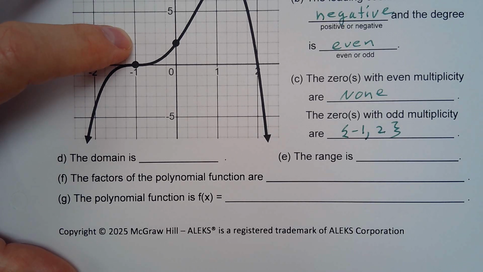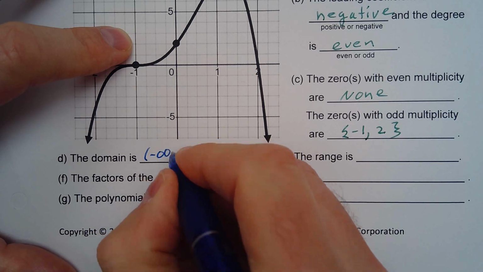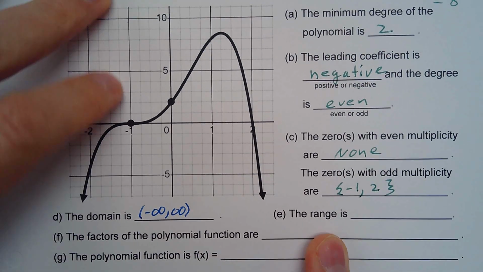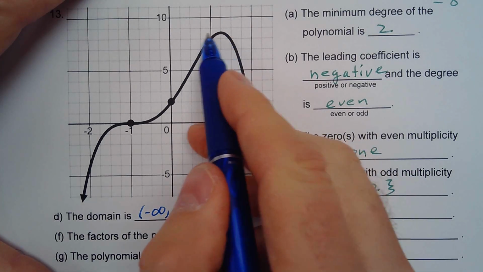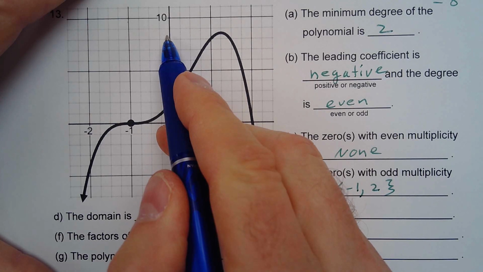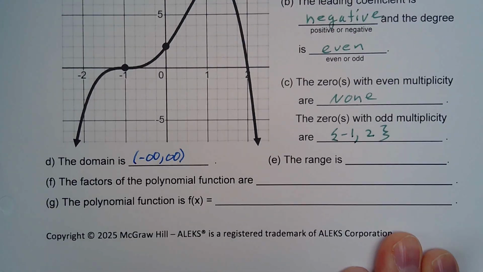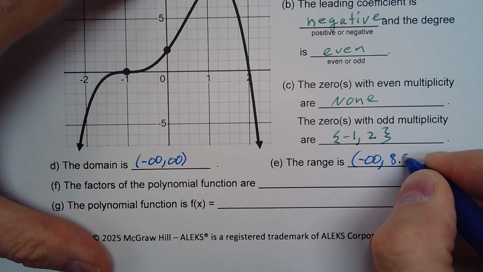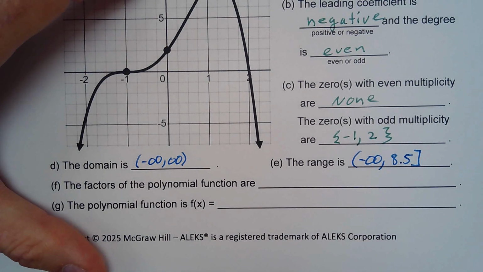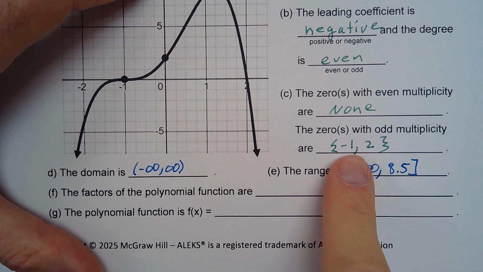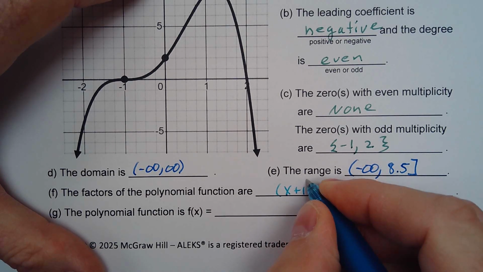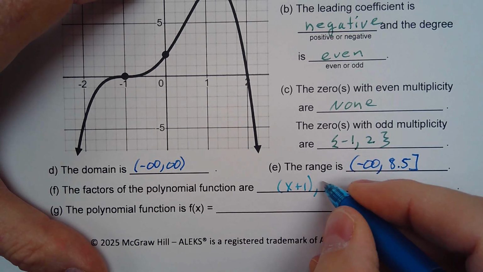Okay, my domain here is going to be all real numbers. My range, well, it goes from -infinity. Looks like we're topping out at about, what, 8.5? So let's say 8.5. Again, we're just kind of guesstimating that. And then my factors for my polynomial, I'm going to have a factor of x plus 1. And another one of x minus 2.